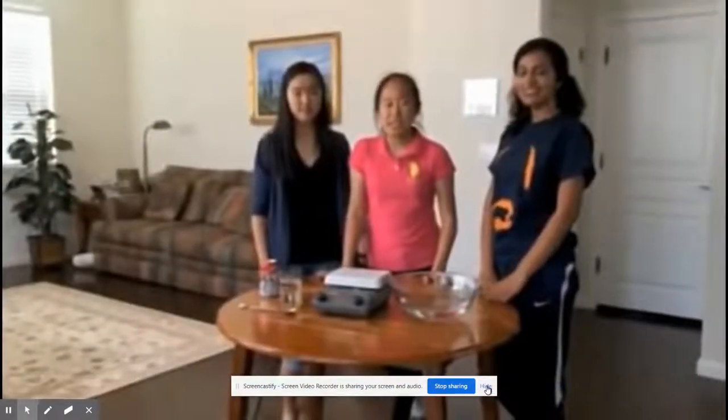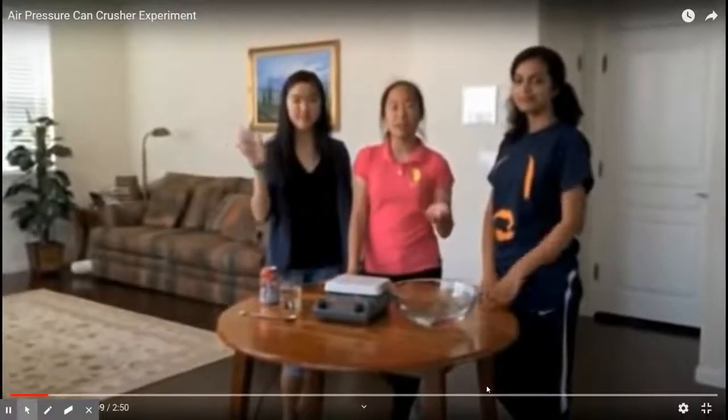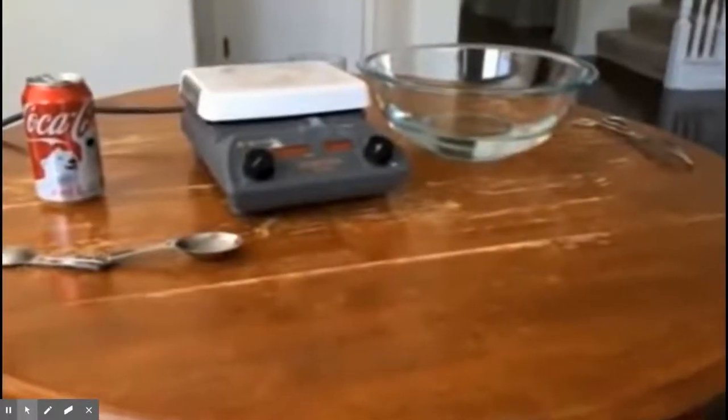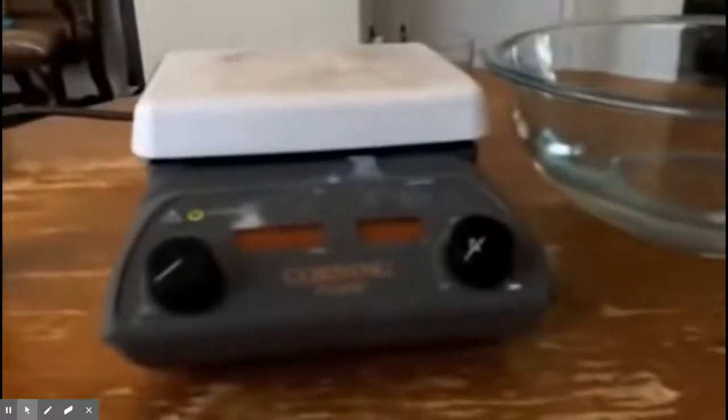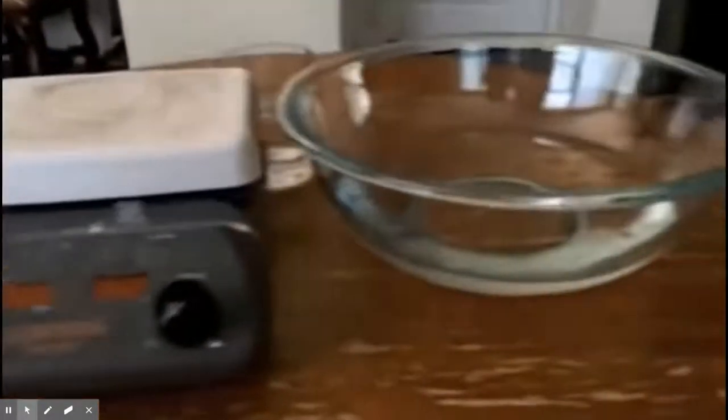Hey guys, my name is Angela and I'm here with Savon and Priyanka, and today we're going to show you a fun, simple experiment that can be done all at home. You will need an empty soda can, a hot plate or a stove, 1 large glass bowl of cold water, and tongs. Kids, make sure you have a parent supervising you.